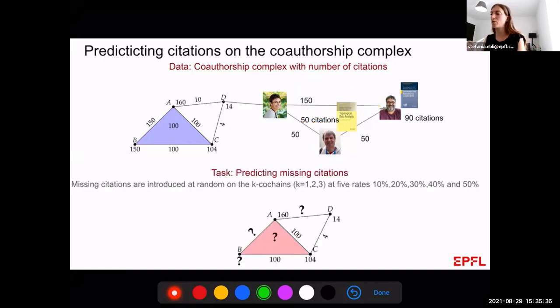And we trained our simplicial neural network on the task of predicting missing citations. So suppose we have our coauthorship complex, but on some simplices, we delete the value of the number of citations. We don't know the number of citations between Claudia, Francesco, and Herbert, and we don't know the number of citations on another collaboration. So we delete citations randomly on the simplices at different rates between 10 and 50%. And the neural network had the task to predict these missing citations.